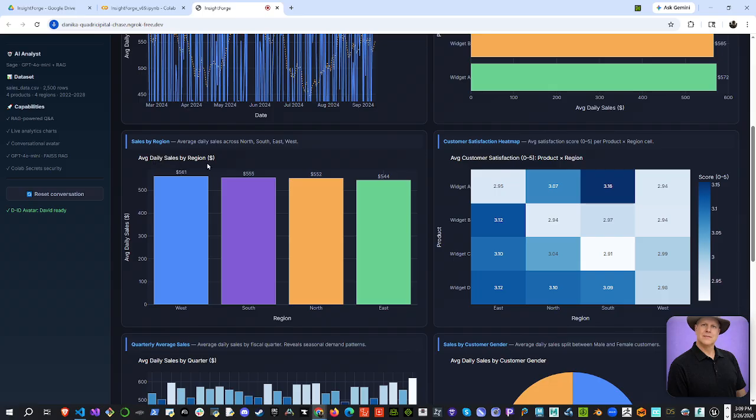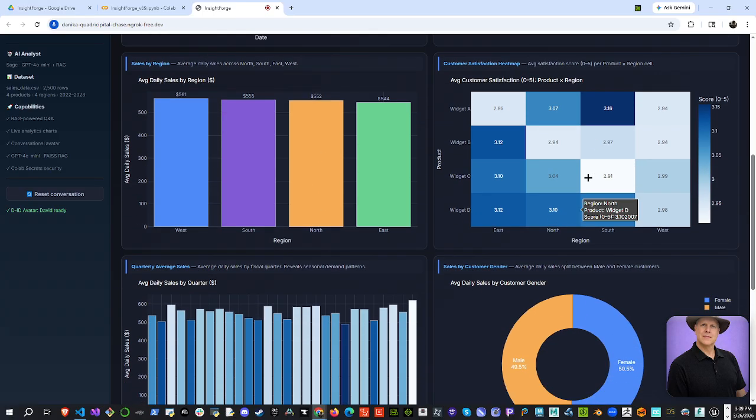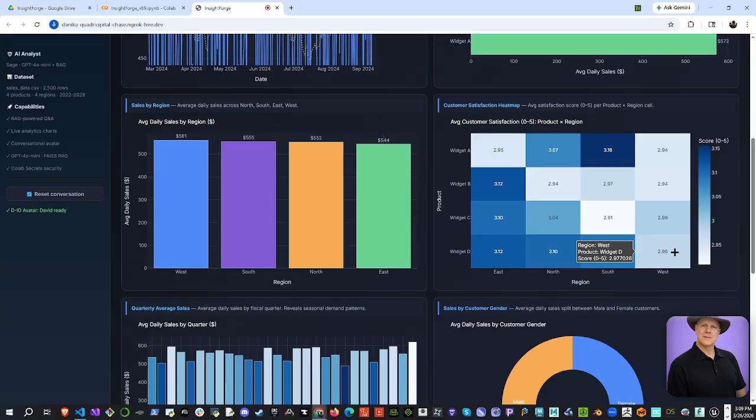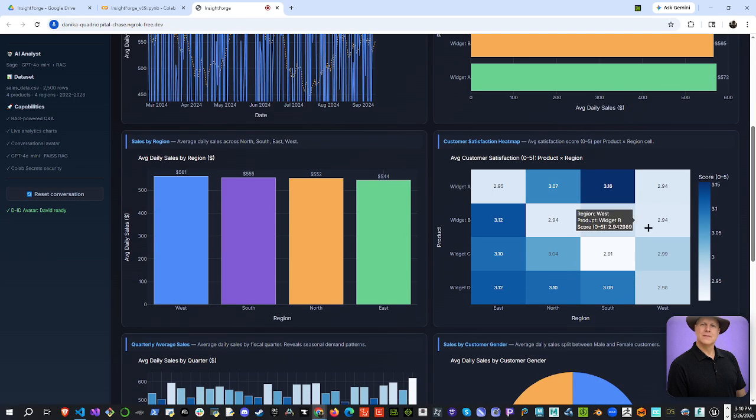Average daily sales by region. And then over here we have what's called a heat map. So this shows the average customer satisfaction. You can see the ones that are darkest are the ones that have the highest scores, and the ones that are towards white are the ones with the lowest scores. So as you can see here, we have some real problems with the West region.